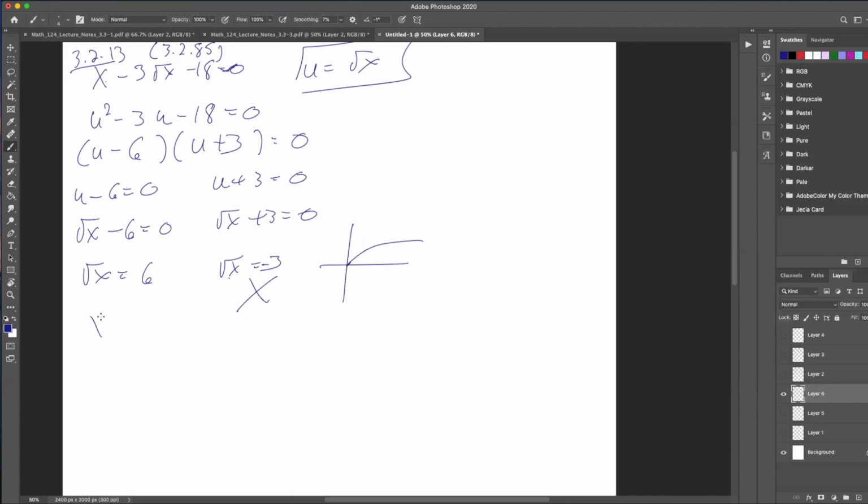Here, if I square both sides, I can say x is equal to 36, and that's your only answer, okay? If you have the square root of x is equal to something negative, that never occurs, but this one can occur. So this one only has one solution of 36. And you can test it: 36 minus 3 times the square root of 36, which is 6, so it would be minus 18, which is minus 18. Yeah, that works out.